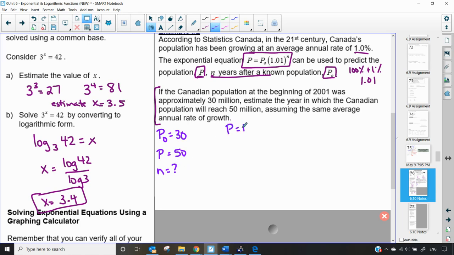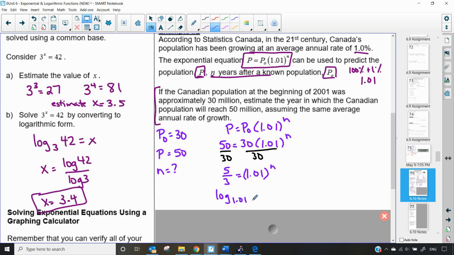So our formula is P equals PO times 1.01 to the n. P is 50, PO is 30, and we have 1.01 to the n. For solving, we're going to divide by 30 on both sides. Now, 50 over 30 reduces down to 5 over 3, so we have 5 over 3 equals 1.01 to the n. Now, to get n by itself, we have to write this in logarithmic form because we can't write it with common bases. So we're going to have log base 1.01 of 5/3 equals n.